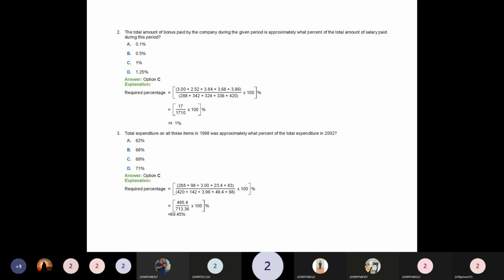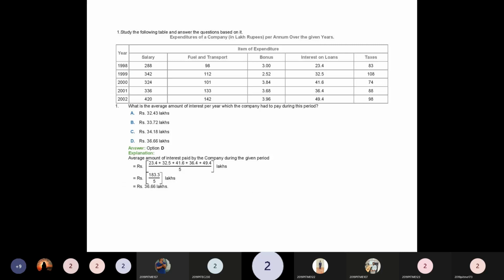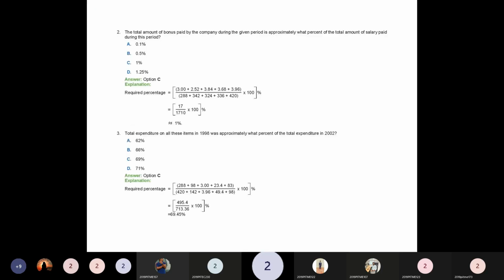So now if you add the values, the bonus paid, you know from the previous table, the bonus paid was 3 lakhs in 1998, 2.52 lakhs, and 3.84, 3.68, and 3.96. It's the bonus paid by the company in the last 5 years. And then next one, salary. How much was the salary paid? 288 lakhs, 342 like that, going up to 420. Now you add the data, right?